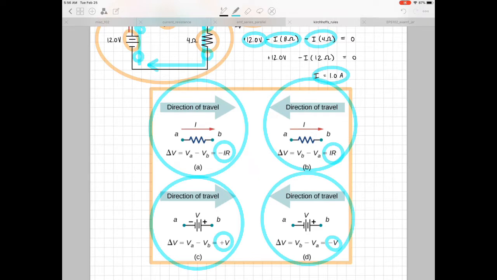And again, the key here is that the current direction is completely arbitrary. You get to pick that direction. And the loop direction is completely arbitrary. You get to pick that.